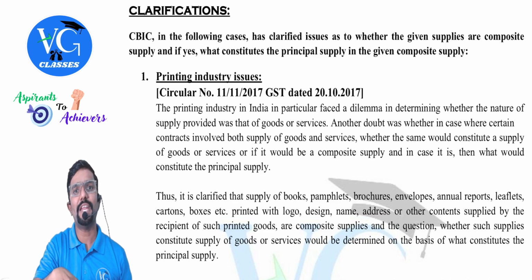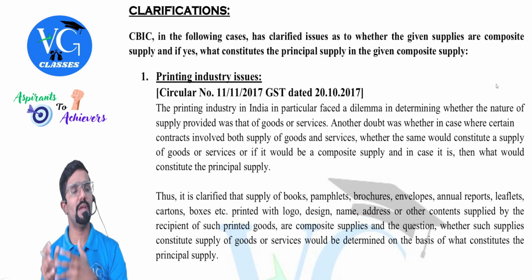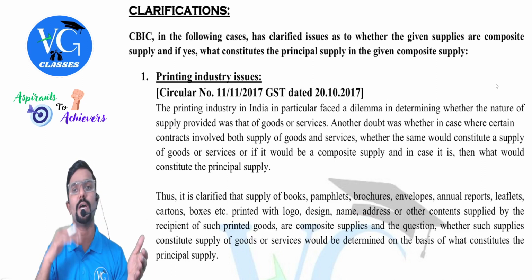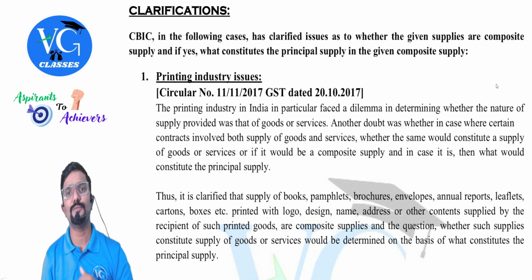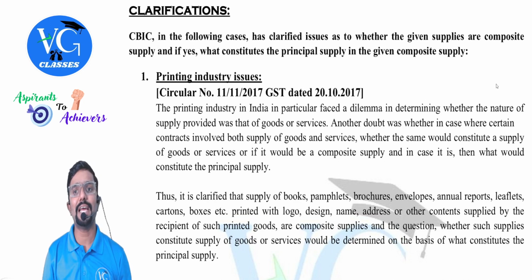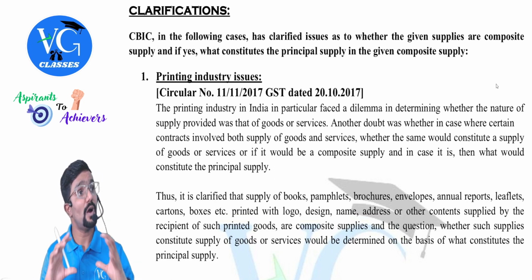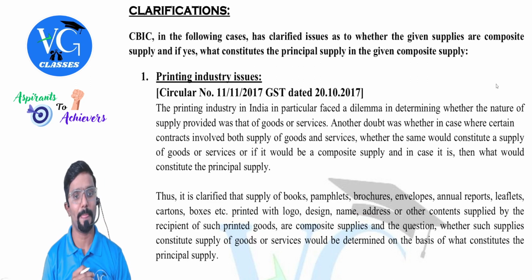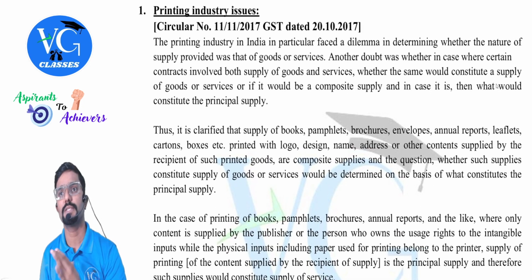Now we will see some clarifications with respect to composite and mixed supplies. Whenever there is a doubt in the industry whether a supply is composite or mixed, CBIC has clarified it through a circular. So what are those clarifications? We will see. CBIC stands for Central Board of Indirect Taxes and Customs. In the following cases it has clarified whether the given supplies are composite or mixed supply, and if composite, which is the principal supply. Because in case of composite supply, what is the rate applicable, guys? The rate applicable for the principal supply.